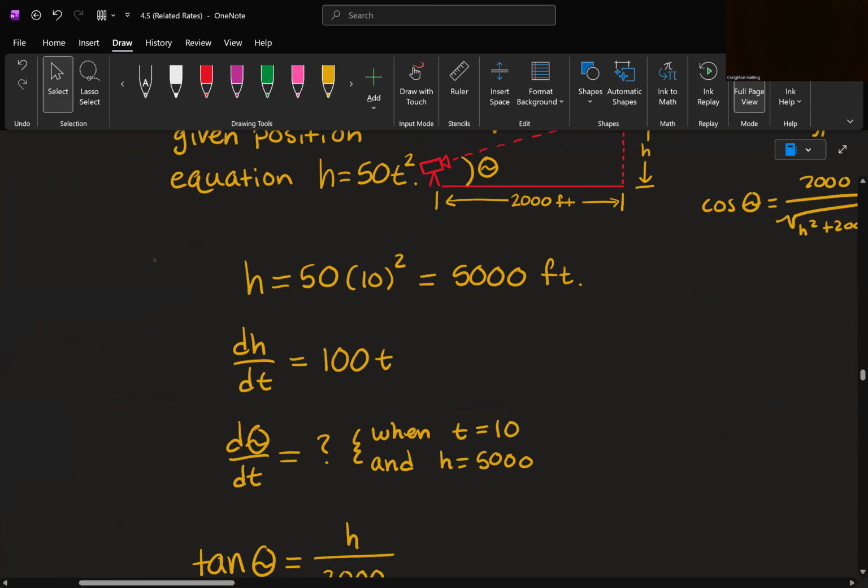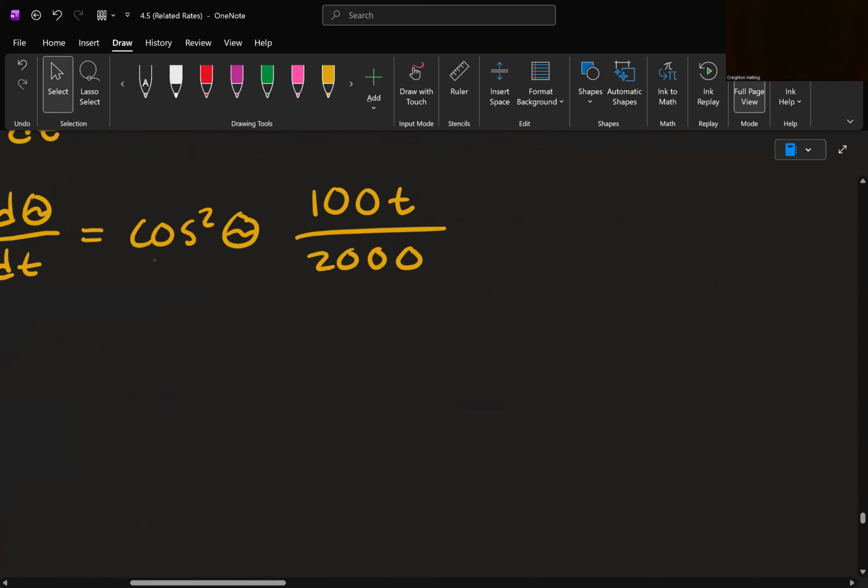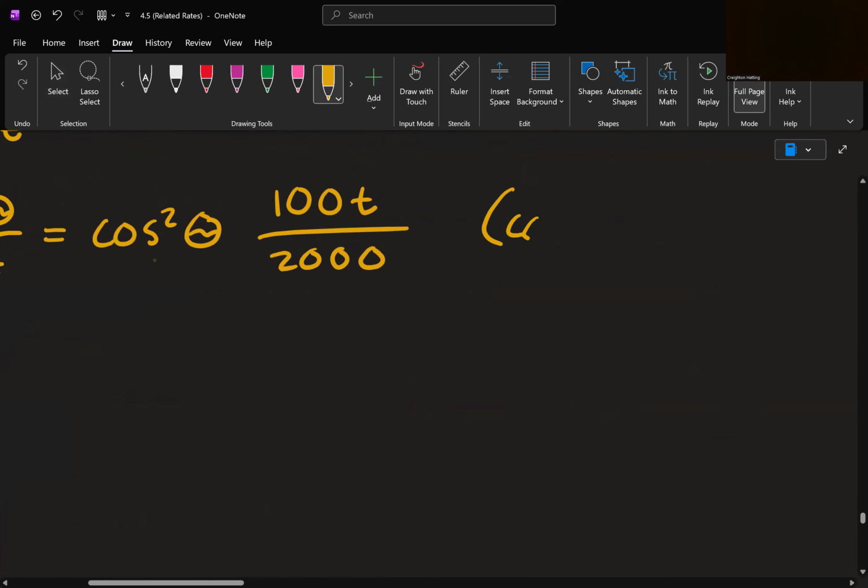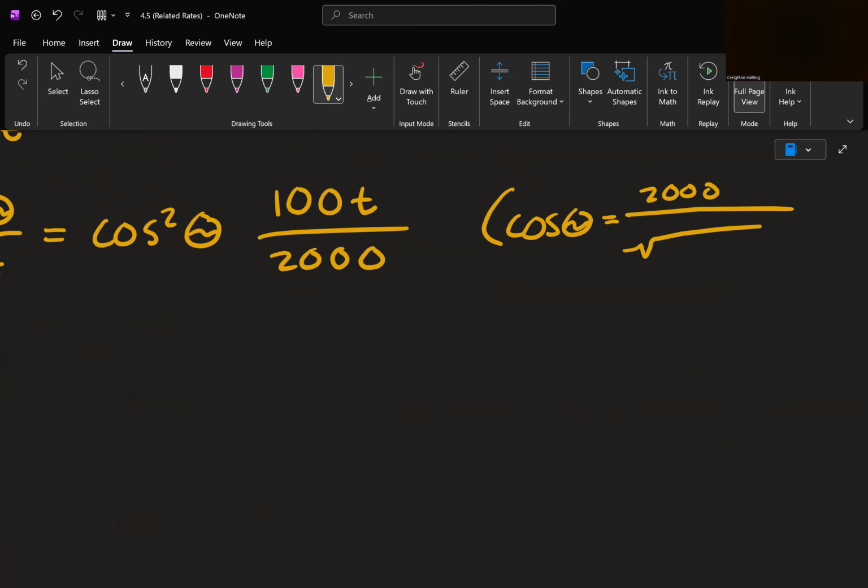We are going to come down to here and, recalling that cosine theta is 2000 over the square root of h squared plus 2000 squared, now you might be like, wow, that is not helpful, Mr. Hadding. You're just going to make it messier.